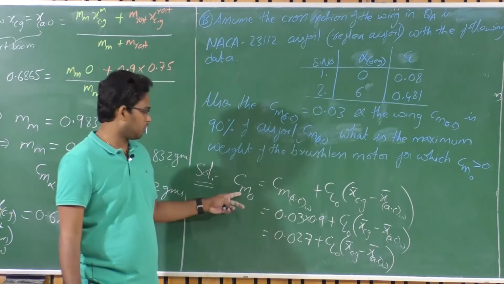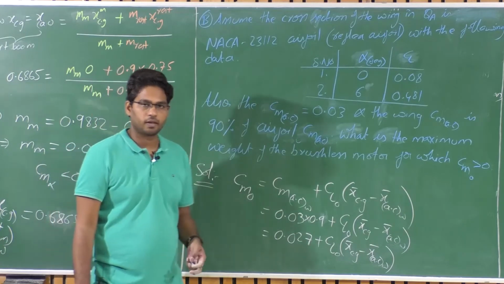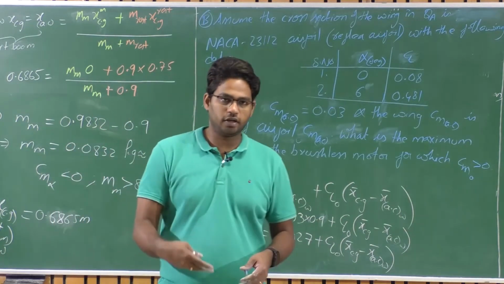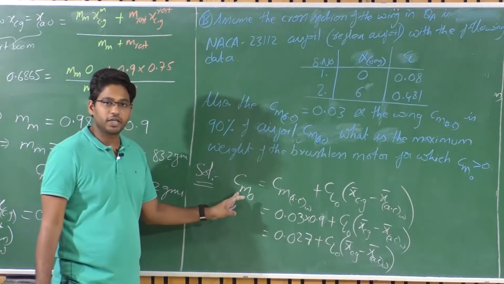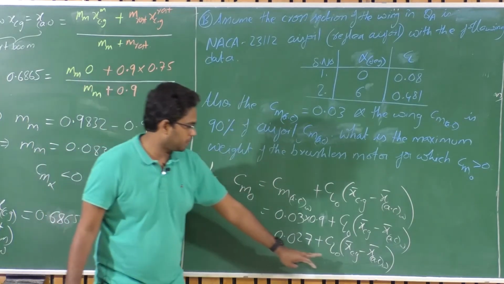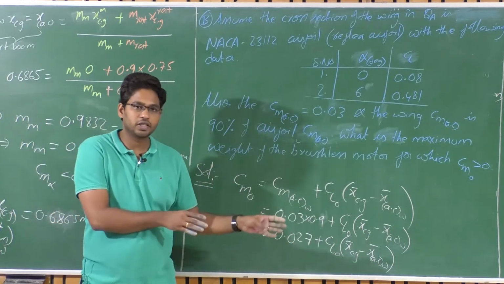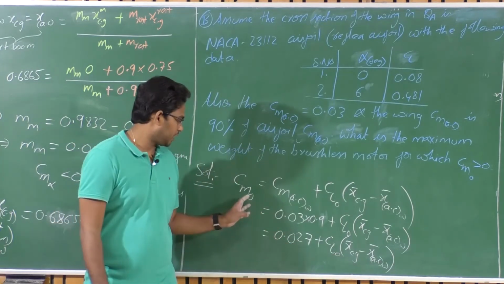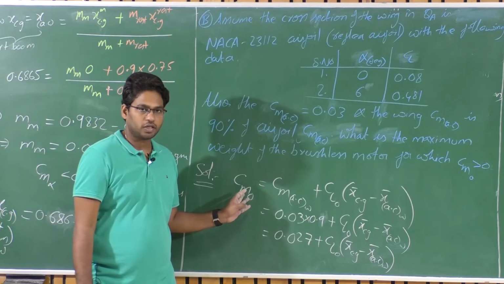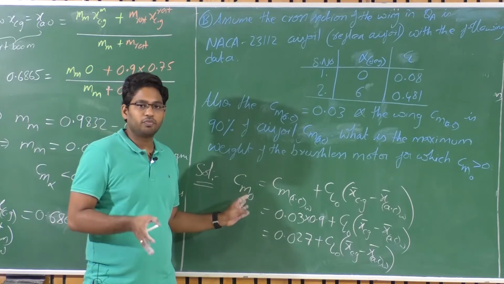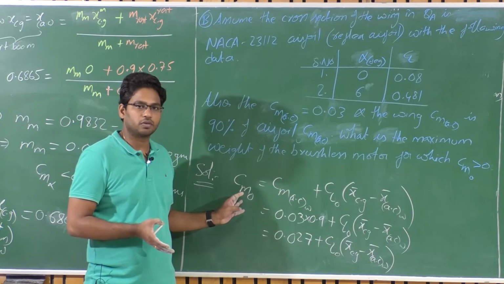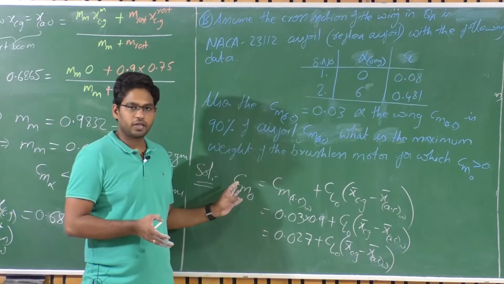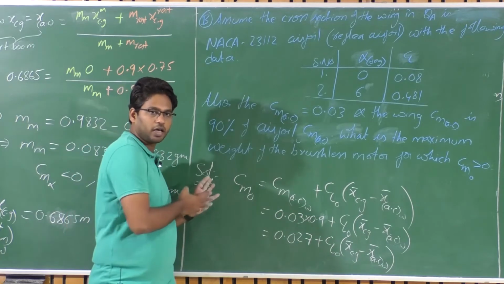If you do so, then Cm naught becomes negative, which is undesirable in our case. That means first we have to find out that limiting condition. What we are asked is: what should be the weight of the motor that shifts the CG so much that it makes Cm naught negative, or what is the maximum weight that you can afford? If we have to afford it, then Cm naught has to be positive. So in order to trim at a positive angle of attack, Cm naught has to be positive.